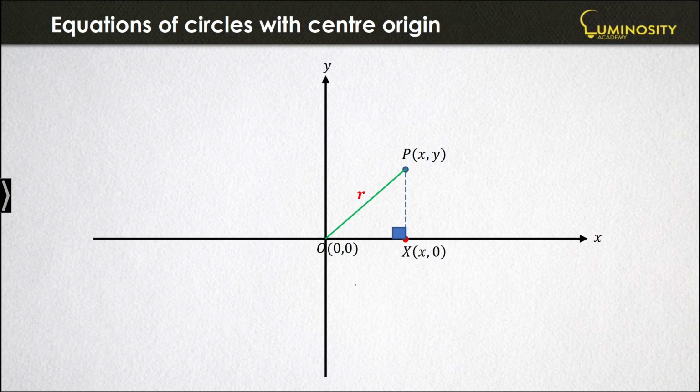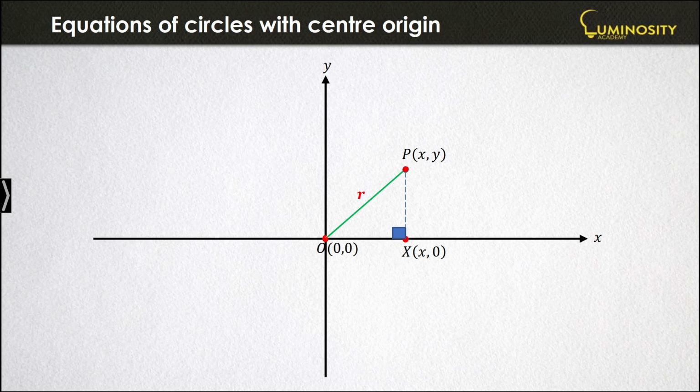As previously mentioned, we have the origin, which will serve as the center of our circle, and we have this point P, called (x, y), that is a point on the circumference of the circle. If you drop a perpendicular to the point capital X, which has an x value of x and a y value of 0 because it's on the x-axis, we can see this creates a right angle triangle.